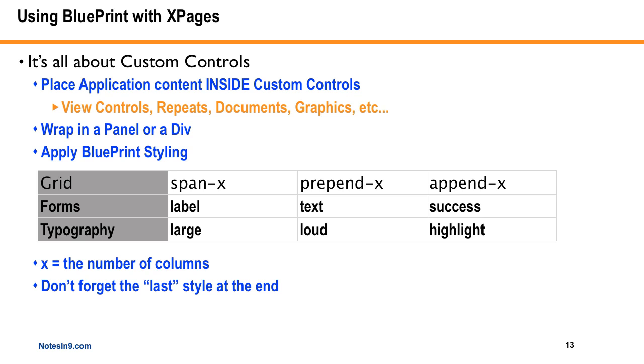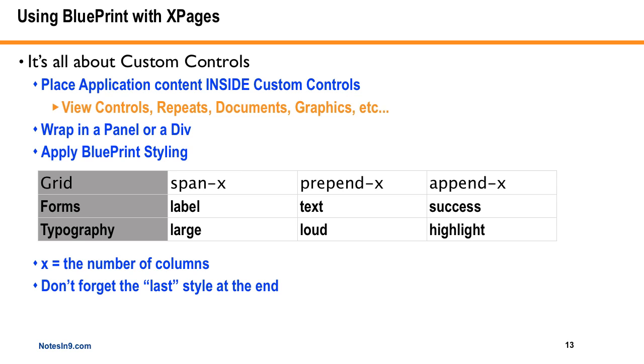Okay, using Blueprint within XPages, it's a very good fit. What I like to do is in my custom controls, that's where I put my content in there. And it could be a view, it could be a repeat, it could be graphics or so. And inside the content, I'm going to use a panel or a div. A div would perform better than a panel. And then I apply the Blueprint styling to that div.